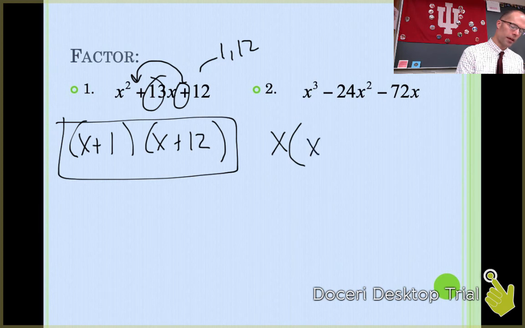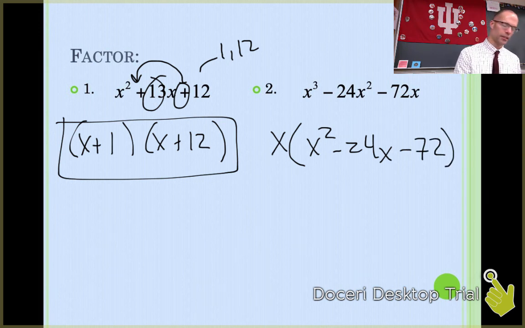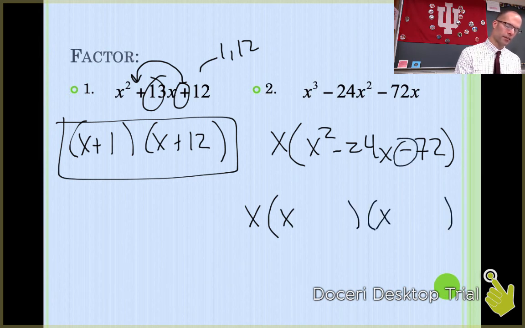All right, on number 2 here, we can take out a GCF of an x. So then I'm left with x squared minus 24x minus 72. And then I'm going to see if I can continue that. So I still have my x in front for the GCF. I'm going to have a 1x and a 1x. My signs have got to be opposite since my c value is negative.